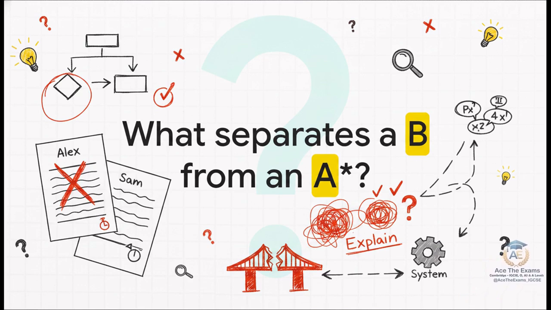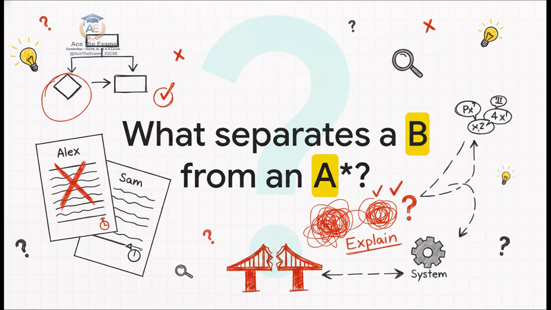Now look at Sam's paper. Sam actually identified the error. They spotted an off-by-1 error in a counter. Brilliant, right? But Sam completely missed the command word explain. So they just stated, the counter is wrong, and moved straight on. Red marks everywhere. You leave so many points on the table when you do this.